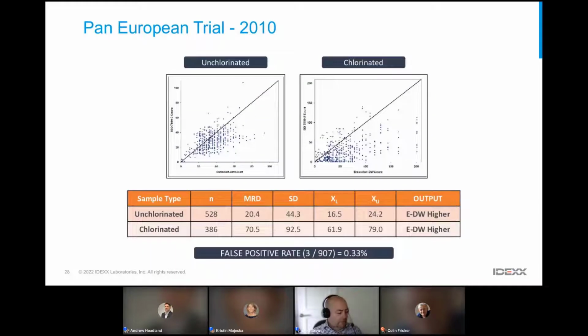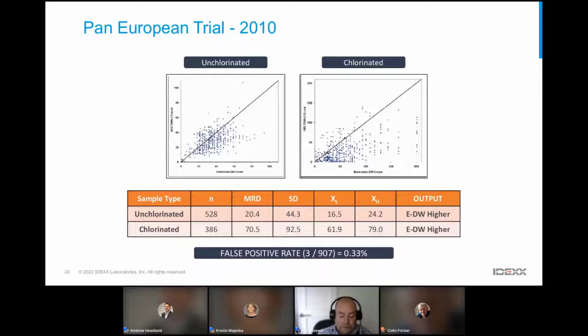So this is just a very brief summary of the data generated during that trial. And if you look at the scatter plots, you can see that the performance of Enterolert DW and the reference method ISO 7899-2 for unchlorinated samples appears to be quite similar. There's quite a nice distribution of the data, but it's fairly even across the line of equivalence.